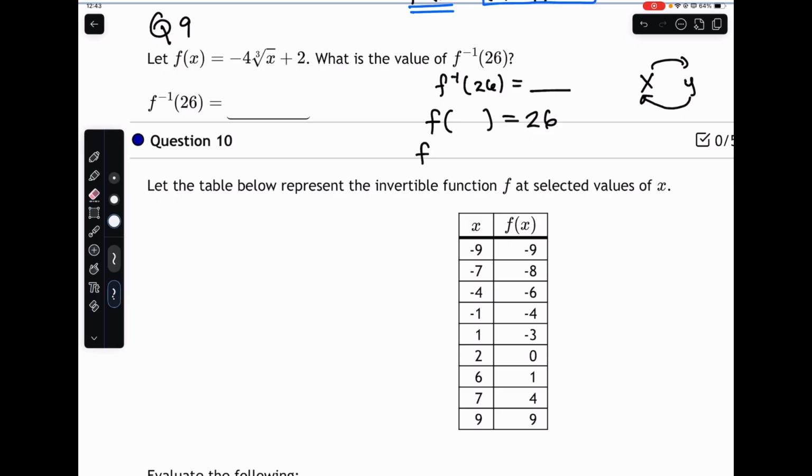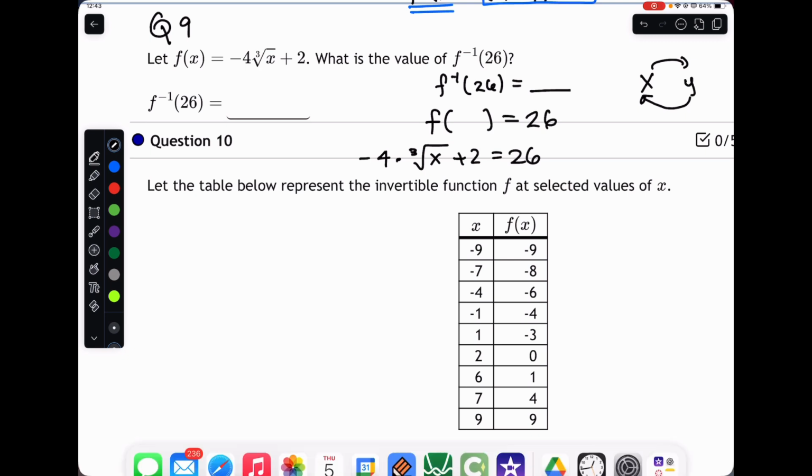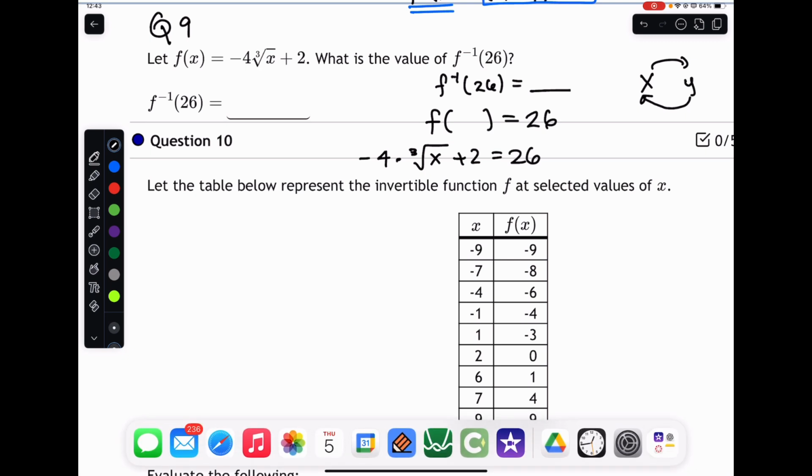So we want to solve this equation here. We want to figure out when is -4 times the cube root of x plus 2 equal to 26. And because I'm running out of space here, I don't want to solve it by hand. I'm just going to use the shortcut of Desmos and have Desmos solve it for me.